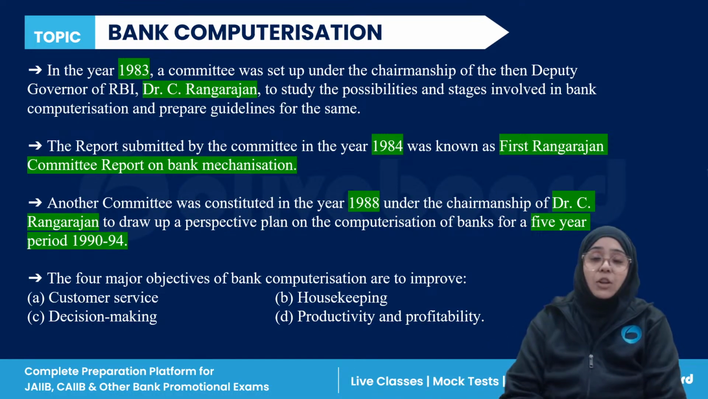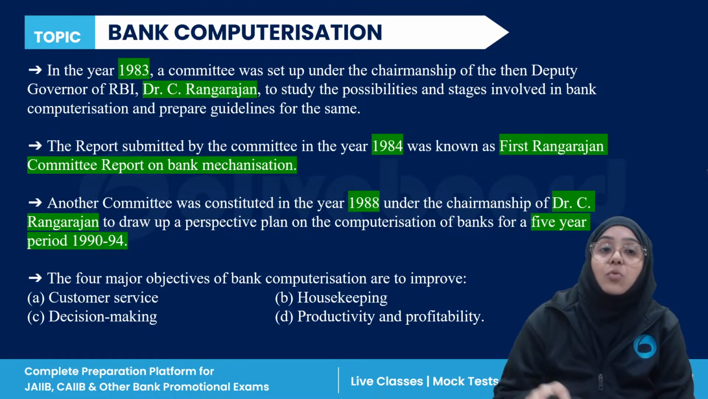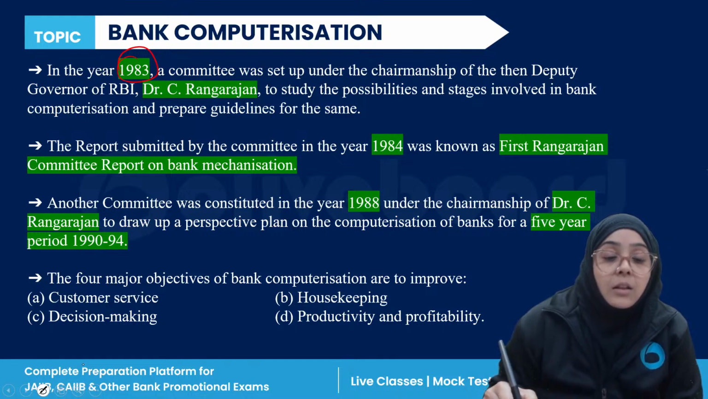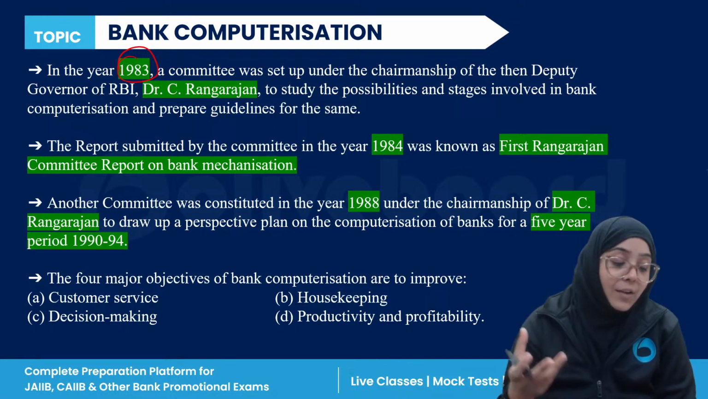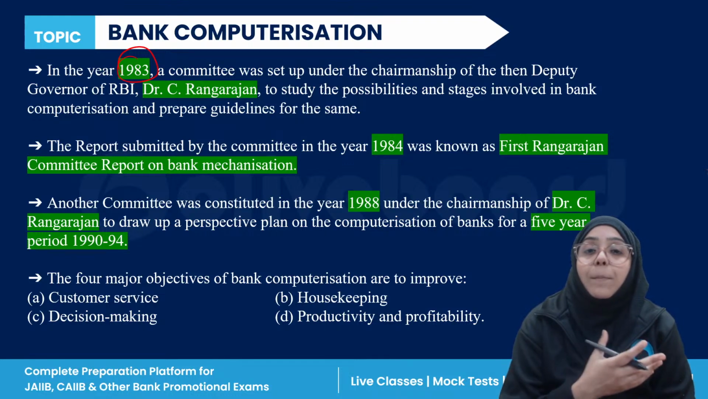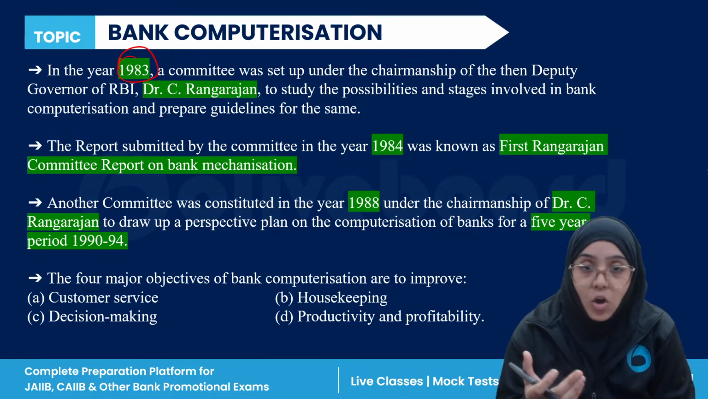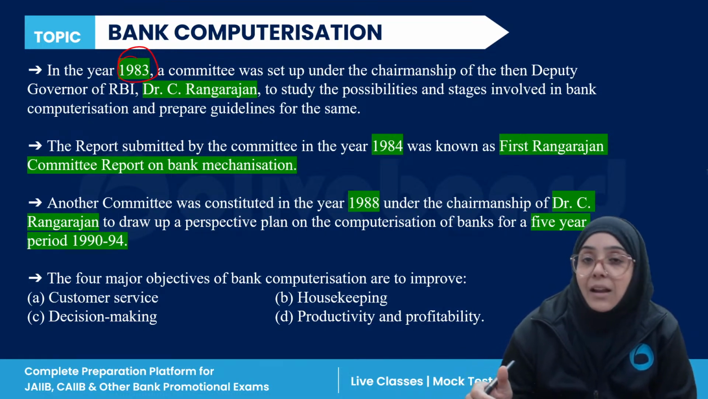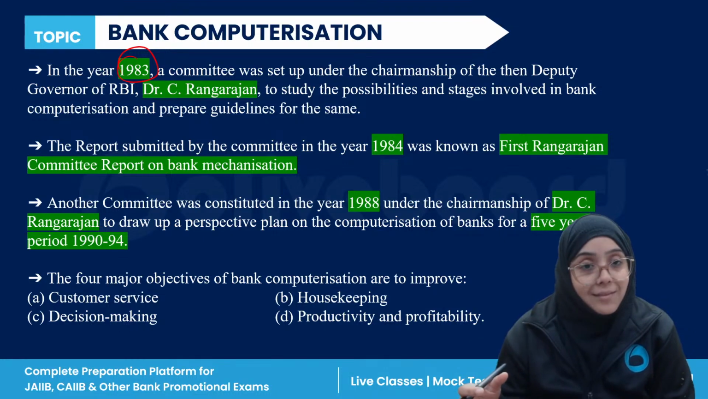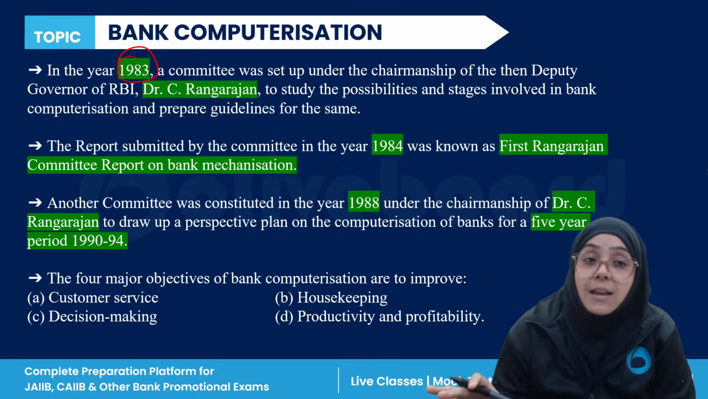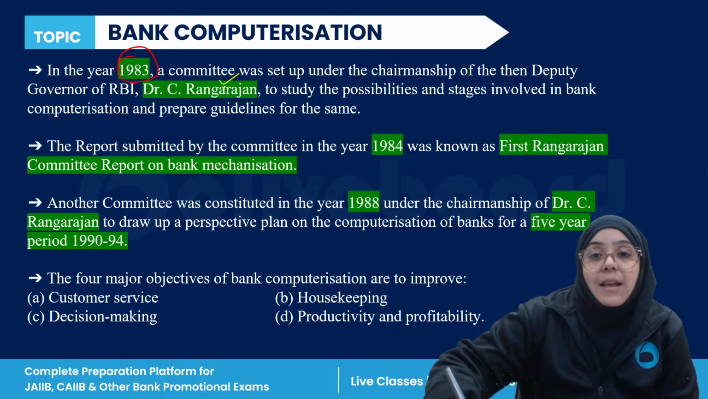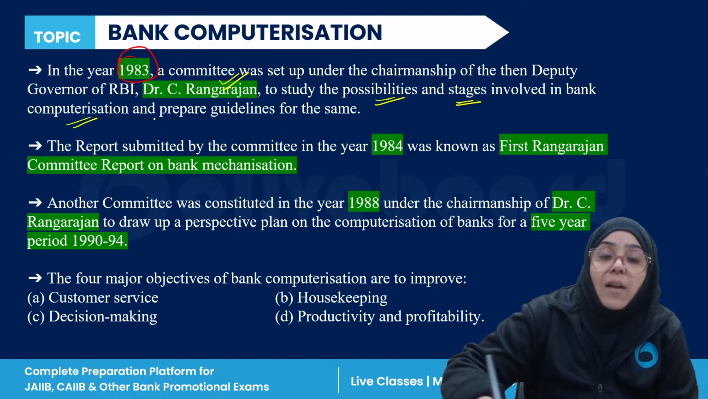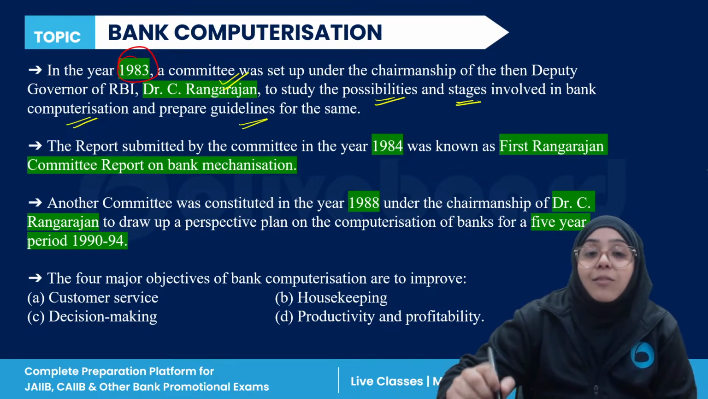First of all, bank computerization was started in the year 1983. The concept was that the banking system should be done through computerization, that there are stages and possibilities to involve computerization in the banking system, and that you have to prepare guidelines for the same. In 1983, the Dr. C. Rangarajan committee represented the possibilities and stages to involve bank computerization and prepare guidelines for the same.